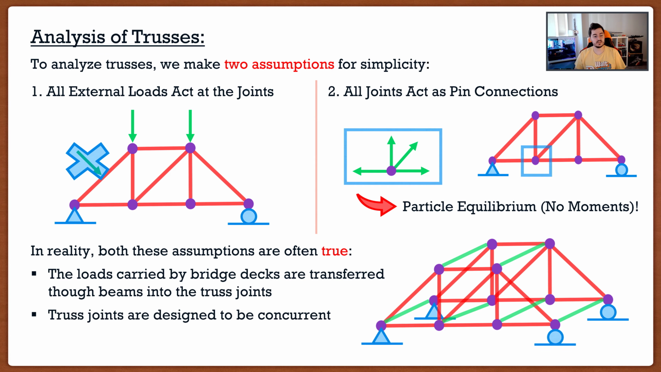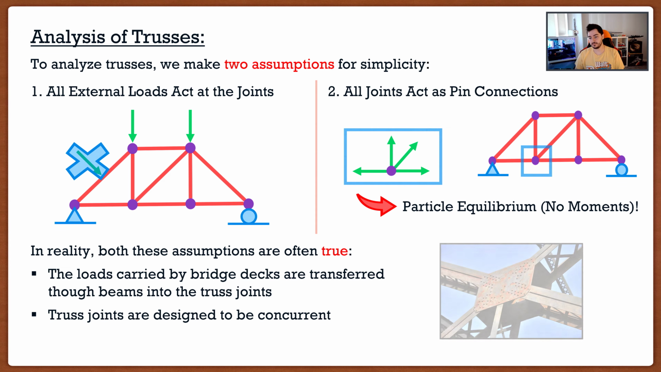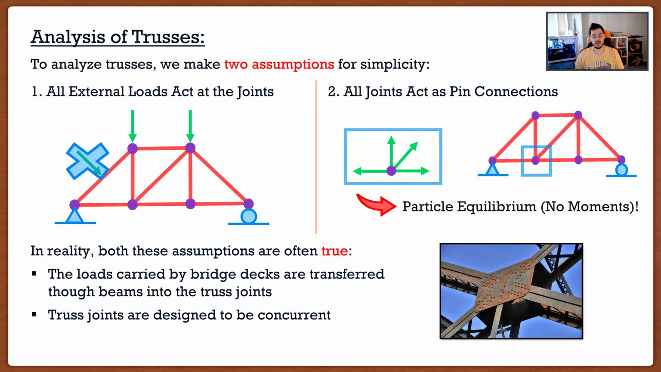Now the second one is that the truss joints are designed to be concurrent. And this again is something as engineers we get to pick. If we go look at any bridge, here's the one here in Edmonton, we can see that, yes, our joints are designed to be concurrent, because if I were to draw some lines, they always intersect at that same point. So again, these are two assumptions we make, but as engineers, we can ensure that these assumptions actually hold true. So it's actually kind of cool. And that's the fun of design. As engineers, we can start to control things.